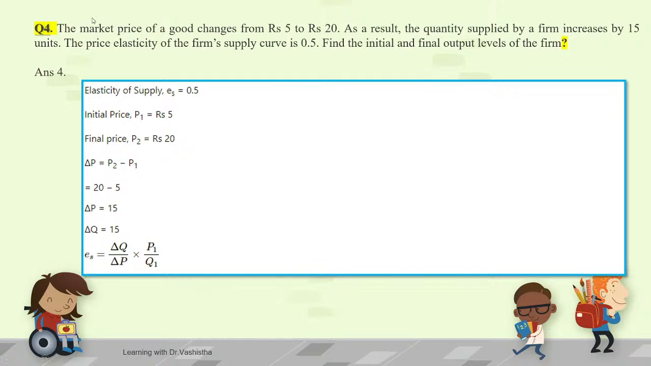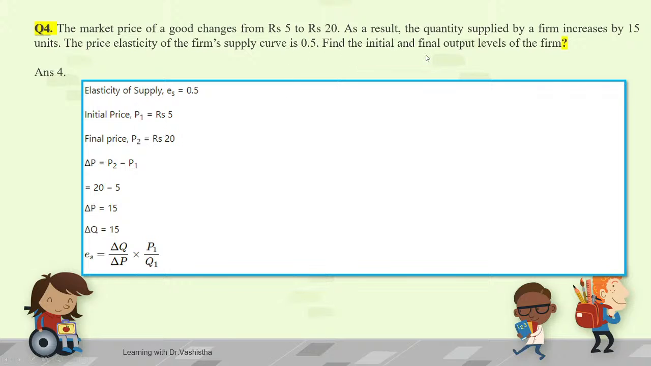Now the question says that the market price of a good changes from rupees 5 to rupees 20. Earlier it was rupees 5, now it's changed to rupees 20. As a result, the quantity supplied also increases by 15 units, as we know that quantity supplied goes in the same direction as the price. So now since the price has increased, quantity has also increased by 15 units. The price elasticity of the firm supply is given as 0.5.